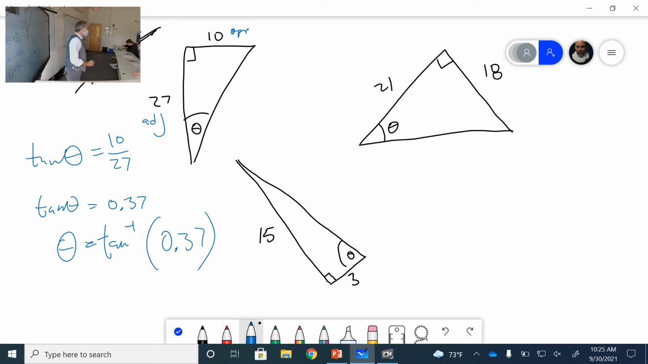Is that what other people are getting? Yeah. 20 something, 20.3 degrees? Okay. Anybody have questions about this process?